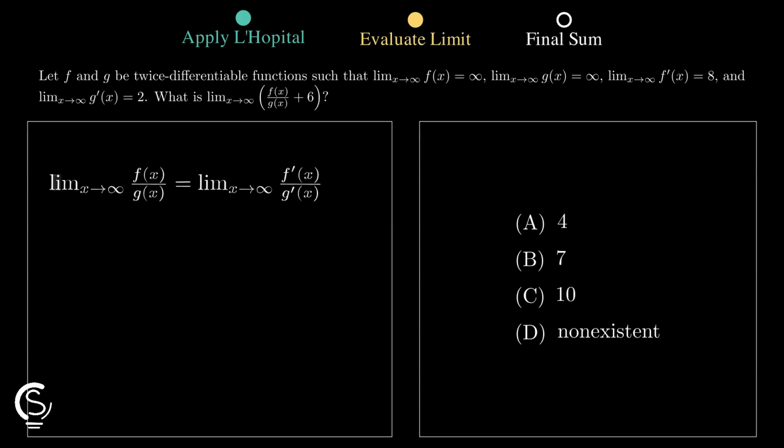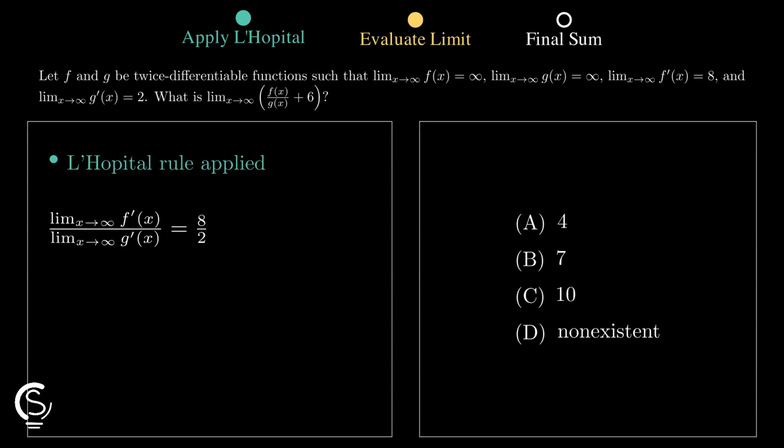Now substitute the given limits of the derivatives. We're told the limit of f prime is 8 and g prime is 2, so the ratio simplifies to 8 divided by 2.